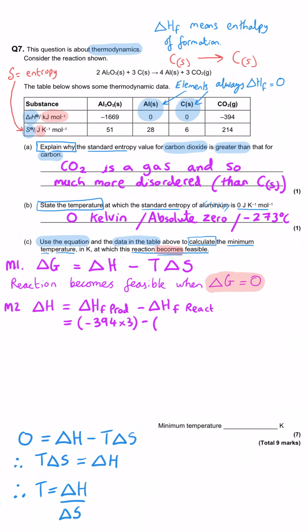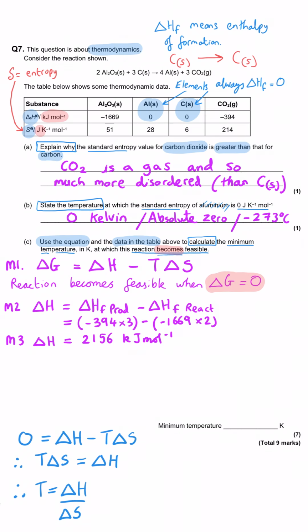Again, carbon, the element, is 0, so we're just looking at the minus 1669 from aluminium oxide, but again multiplying it by this coefficient of 2. Once we crunch these numbers, the enthalpy change for this reaction comes out to be 2,156 kilojoules per mole, so an endothermic reaction.